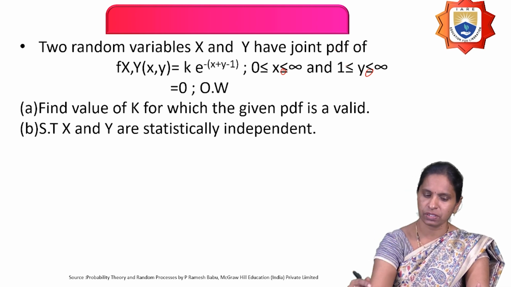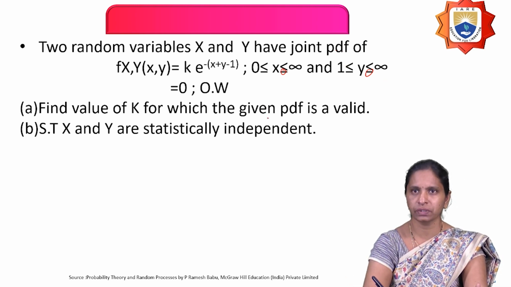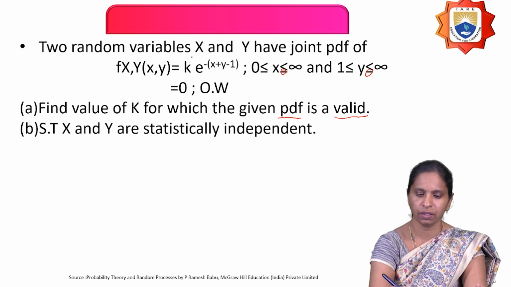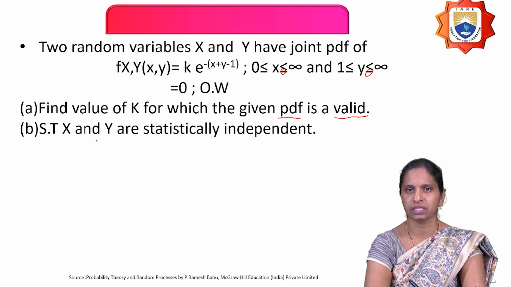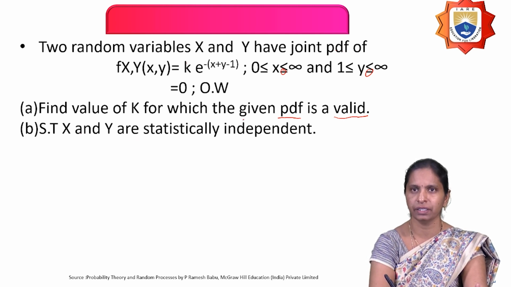Now, what is the first question here? Find the value of k for which the given probability density function is a valid function. So you have to find the value of k. And what is the second question here? Show that the random variables X and Y are statistically independent.